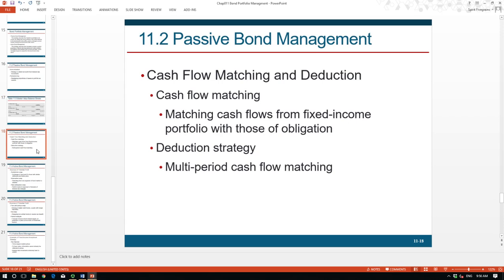In addition to the duration match strategy, also called immunization strategy, companies like insurance companies and pension plans also need to follow another strategy called cash flow matching strategy, because in this case they want to make sure that the cash flow generated from the bond portfolio can deal with the future claims from their clients, and they don't want to mismatch the timing of cash flow, because mismatch of timing of cash flow can lead to huge problems for a typical insurance company or pension plan. So here, in addition to duration match, both insurance companies and pension plans need to find a way to match the cash flow from the fixed income portfolio on the asset side with those of obligations. And dedication strategy is simply the multi-period cash flow matching strategy for those institutions.